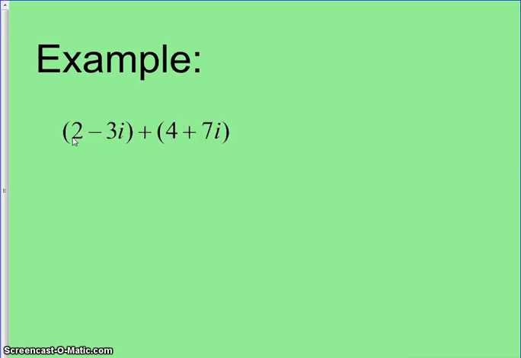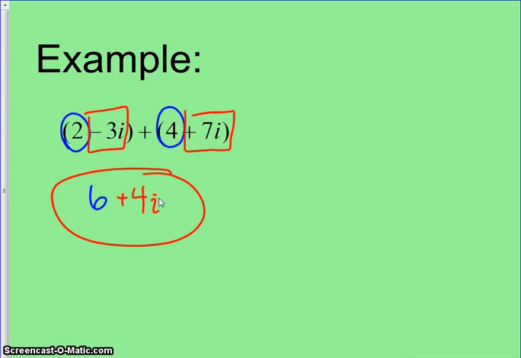Alright, so let's continue on. This is the real part of the first complex number. 4 is the real part of the second complex number. I have a -3i and a 7i here. So 2 plus 4 is 6. -3i plus 7i is 4i. Now a lot of you will make the mistake and put 10i here. You have to be careful that whenever you circle and box or color in your like terms, to include the sign that is right in front of it. So this is a -3i. So -3 plus 7 is a positive 4.